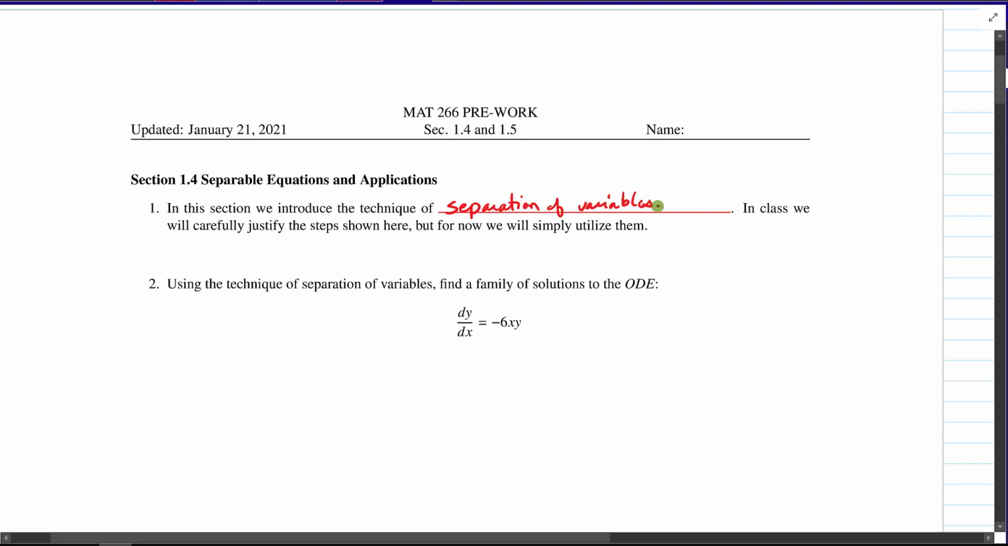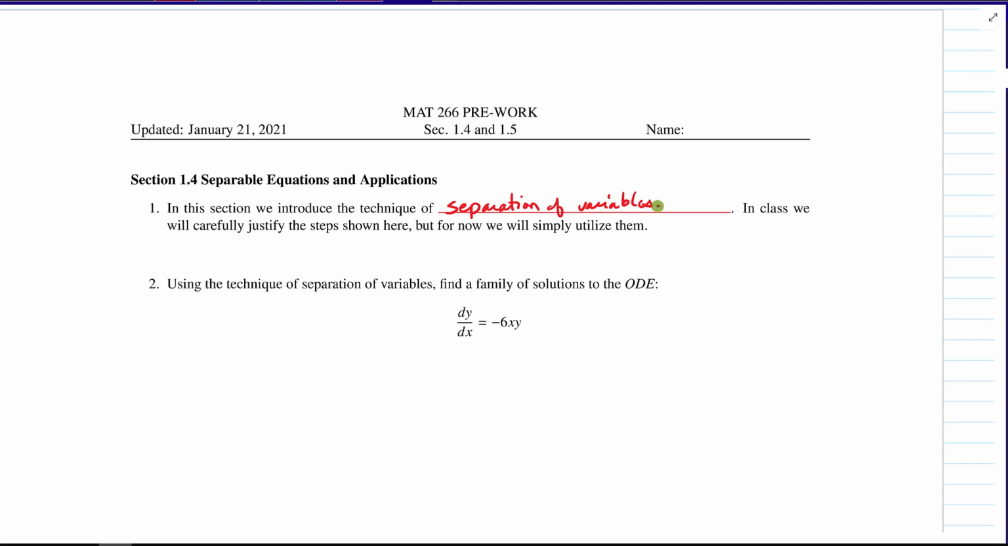So in class I'm going to be much more careful and justify these steps as to why they work, but for right now we're just going to do some symbolic manipulation that arrives at the same answer that the careful work will. So we'll just go ahead and show that work, and then we'll justify it in class.